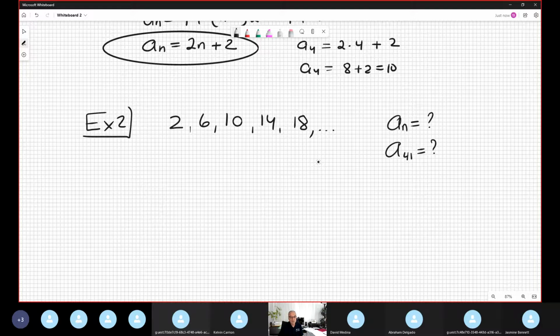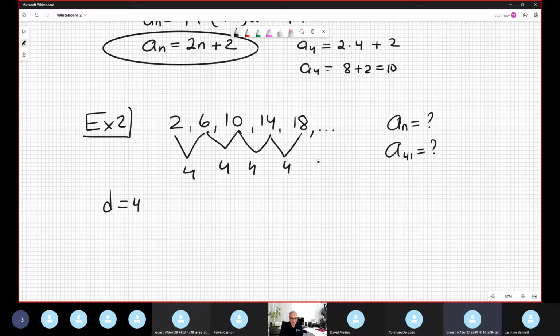So I identify it's an arithmetic sequence. Let me check it. Subtracting: 6 minus 2 is 4, 10 minus 6 is 4, 14 minus 10 is 4, 18 minus 14 is 4. This D is equal to 4, and A1 is equal to 2. It's the first one because n equals 1. You know the domain of the function, which is equivalent to the sequence, is the natural numbers, starting at 1: 1, 2, 3, 4, 5.